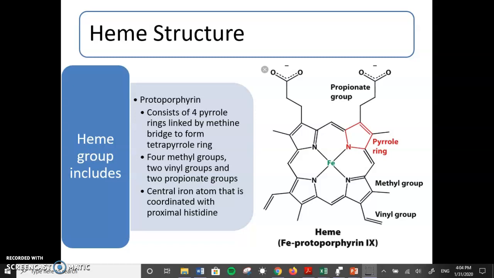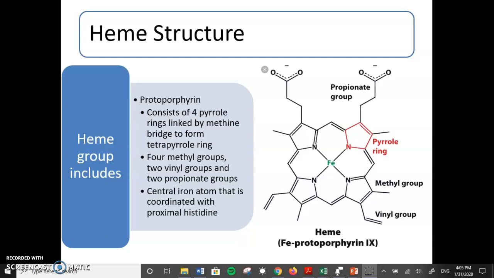One side is occupied, and that side is the 5th coordination site. At this 5th coordination site, there is an occupation by the imidazole group of the histidine. So the fact that this side is occupied means that oxygen will not be binding there. However, we have the other side, the opposite side of that, with the 6th coordination group. And this 6th coordination group is actually unoccupied, so that is where oxygen will bind.